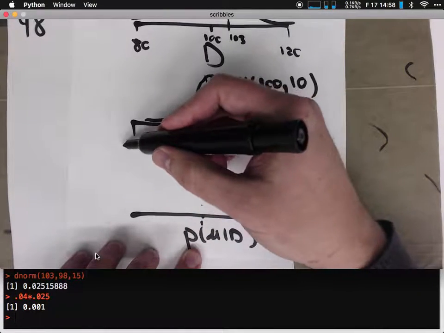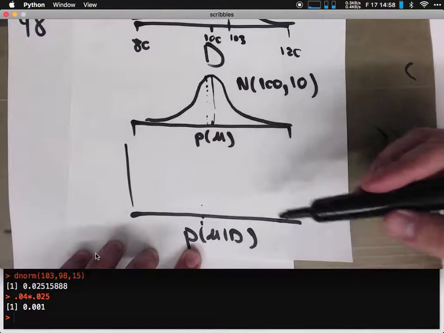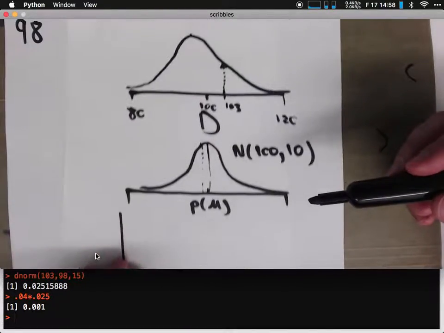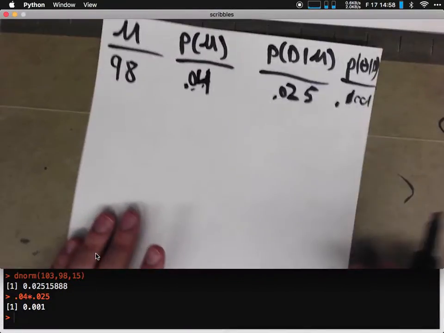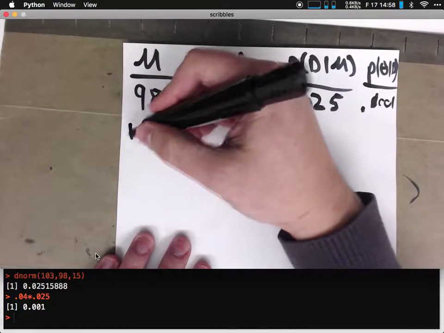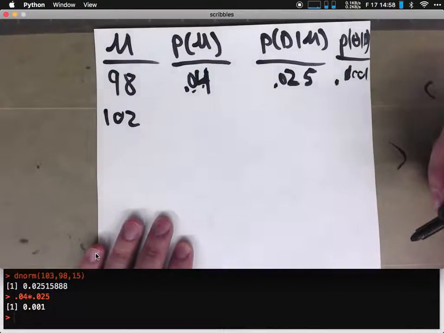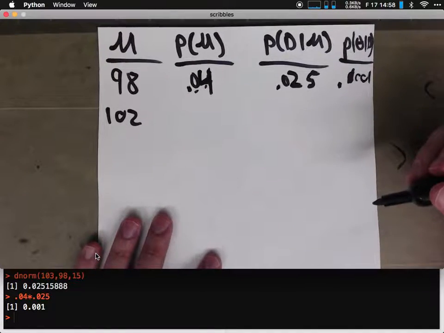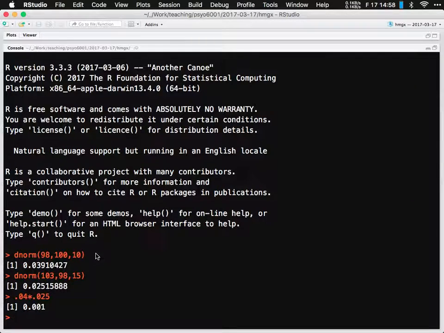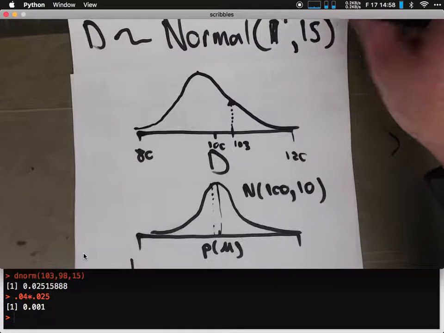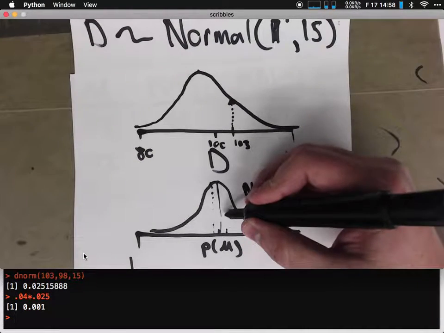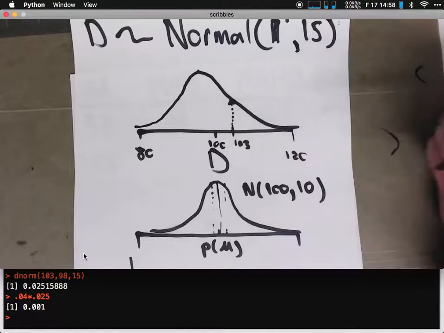So then it just does that a whole bunch of times. And you just keep doing that a whole bunch of times. So let's choose another value. Let's do 102. So we'll work out what is the height of the curve for the prior over 102. Again, 102 is going to be somewhere around here. So what is the height of that curve?